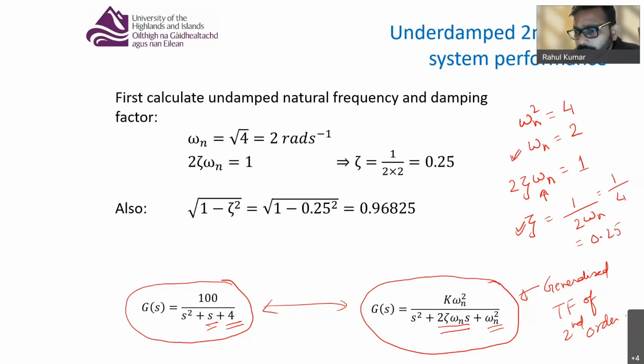Now in those formulas, we did not need the value of DC constant k, right? So I'm not calculating it. But if you want, you can compare the numerators and find the value of k. Apart from these values, I have also calculated square root of 1 minus zeta square, because I will be using this value very often in the formulas, and it came out to be 0.968.